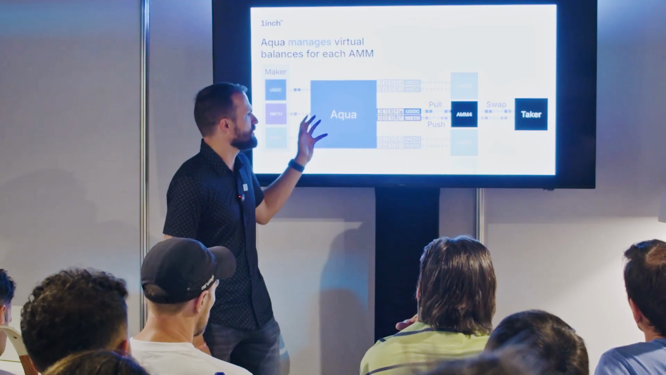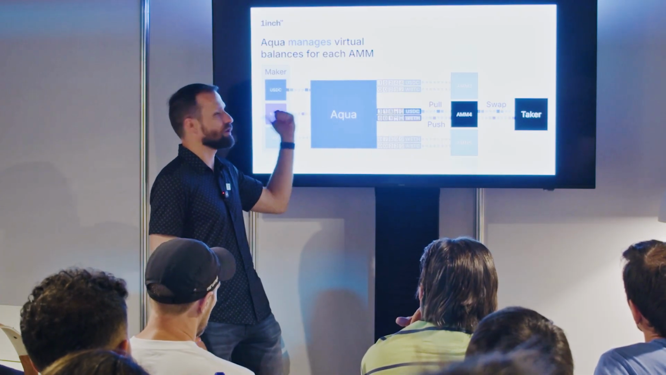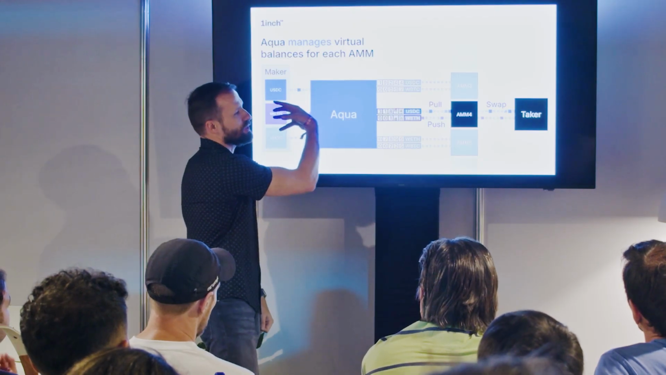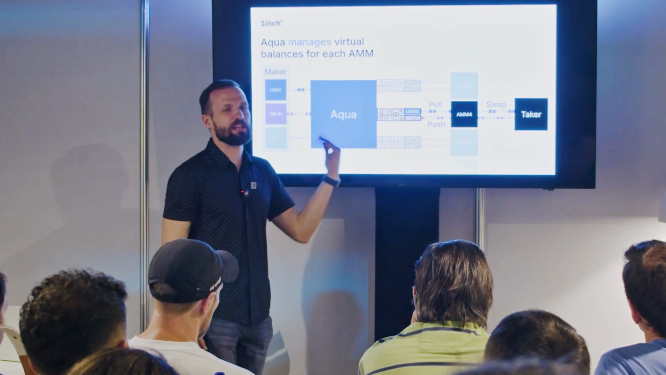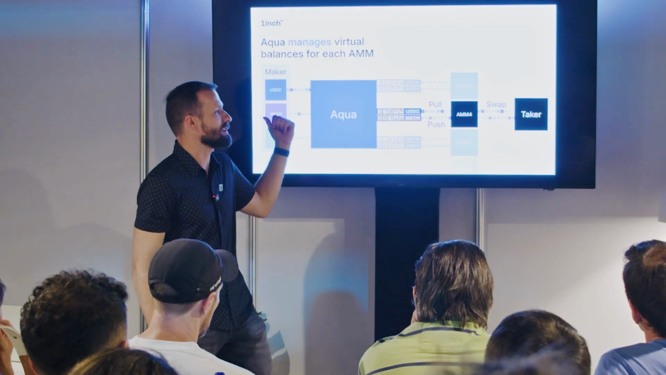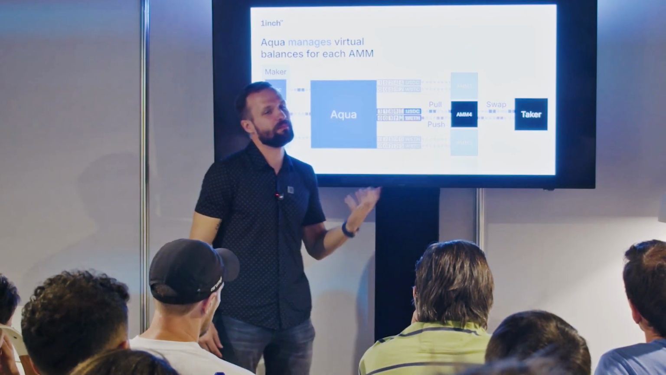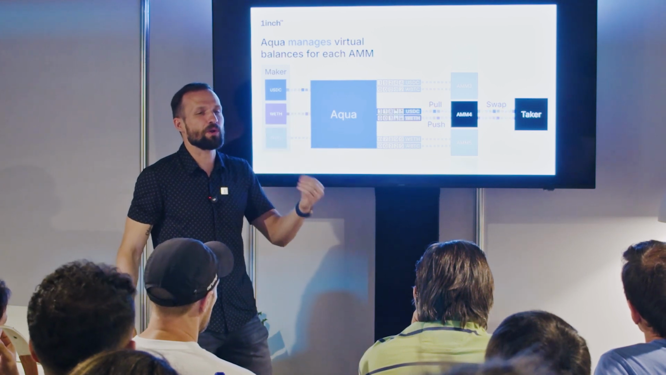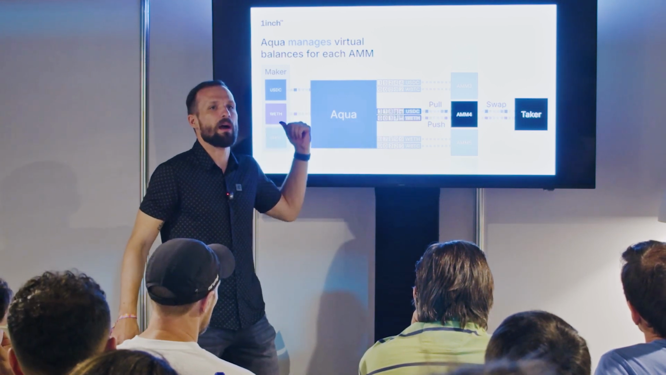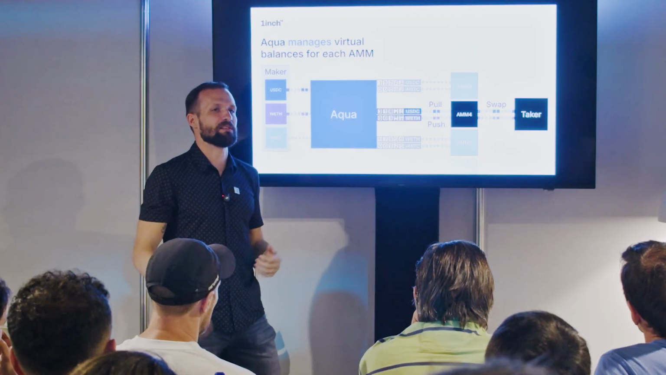Aqua is using nothing. It's only using your maker's tokens. Those AMMs are using Aqua for settlement instead of interacting with tokens and locking them inside of them. But almost any existing AMM could be rewritten to use Aqua instead of locking balances.